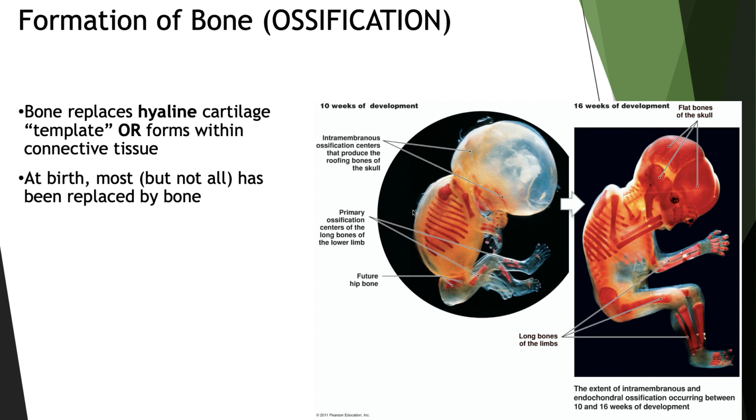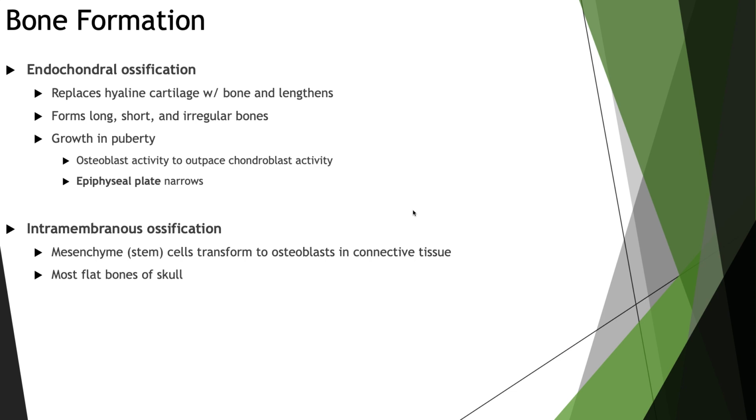All right, we're going to get into the formation of bone, or ossification. Basically, what happens is bone replaces hyaline cartilage, and we'll continue through that here. So we have 2 different types of bone formation that we'll talk about: endochondral ossification and intramembranous ossification.